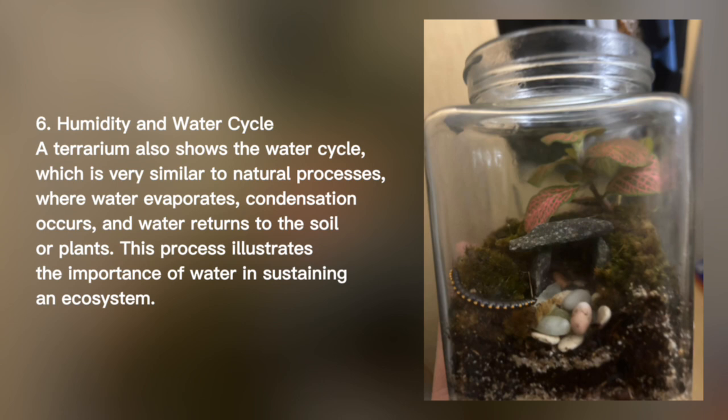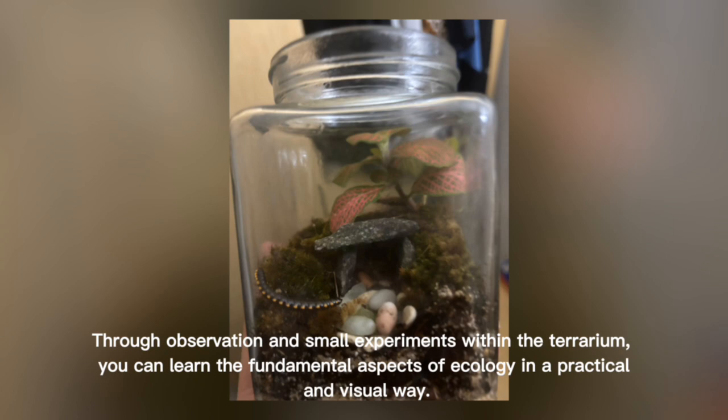Sixth, humidity and water cycle. A terrarium also shows the water cycle, which is very similar to the natural process where water evaporates, condensation occurs, and water returns to the soil or plants. This process illustrates the importance of water in sustaining an ecosystem. Through observation and small experiments within the terrarium, you can learn the fundamental aspects of ecology in a practical and visual way.